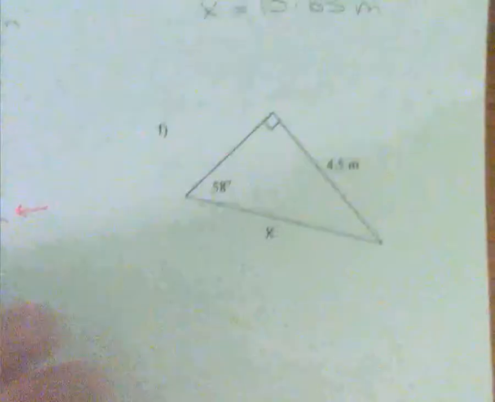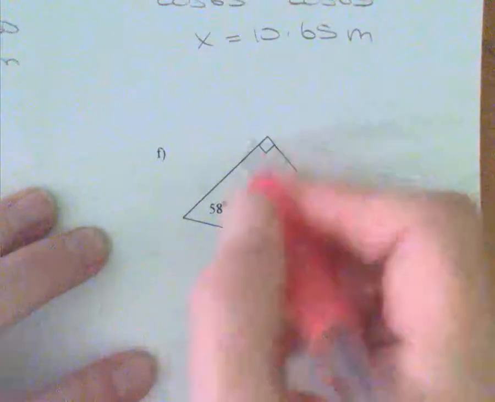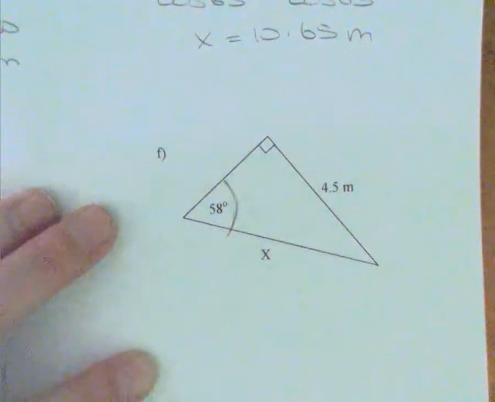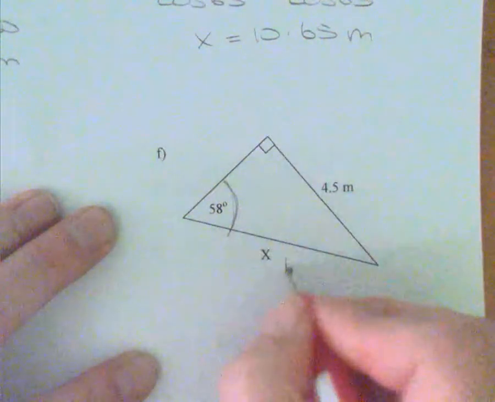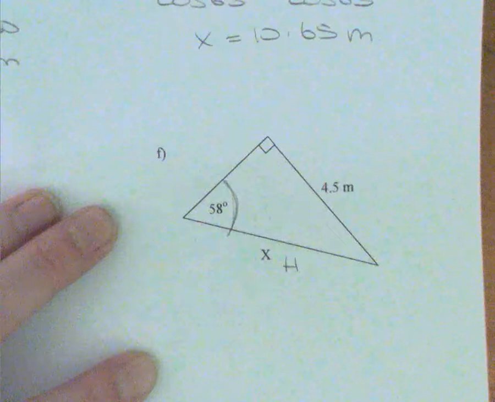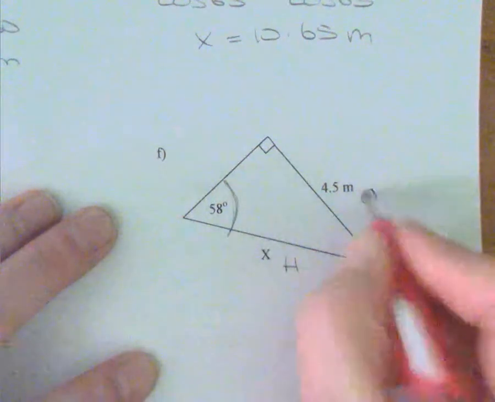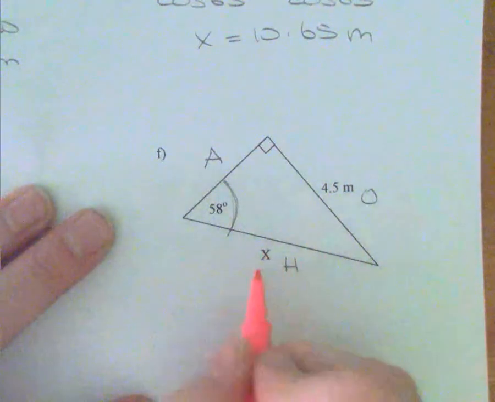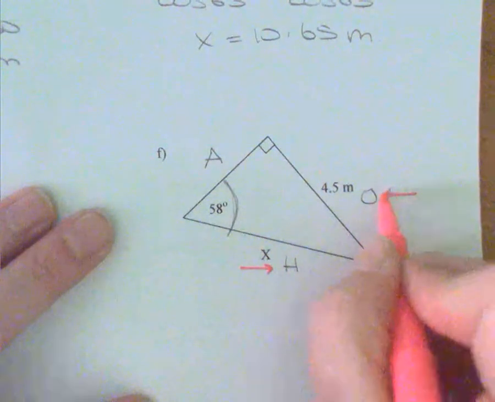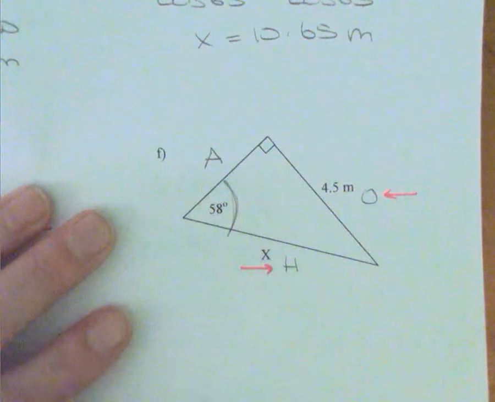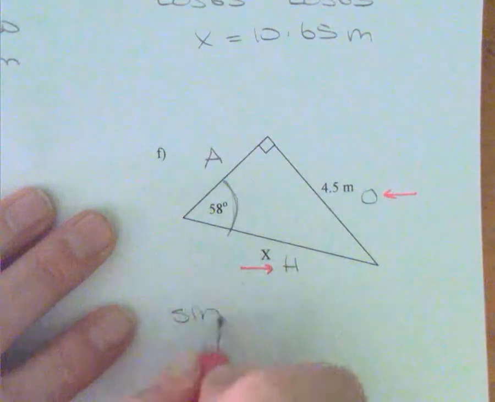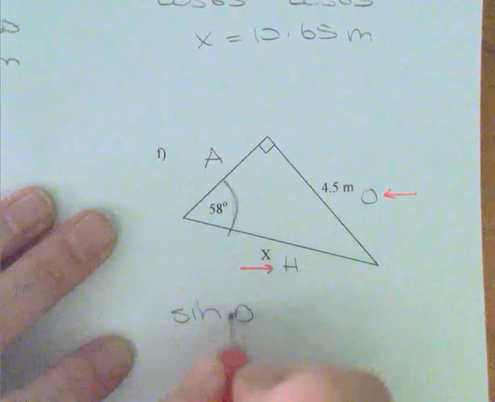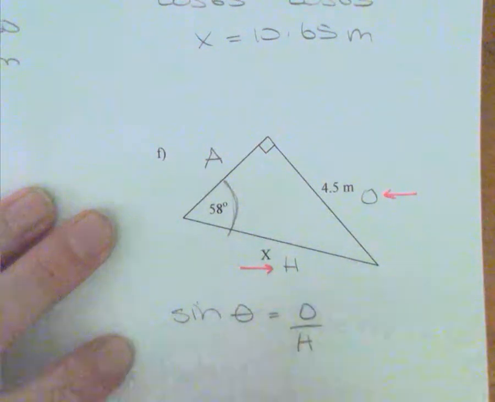Last one. So we have 58. There's my right angle. This is the longest side. That's the hypotenuse. This side is opposite. This side is adjacent. It's the one touching it. So the hypotenuse is important to me, and so is the opposite. So in SOHCAHTOA, that means I want to use the sine. So that means sine theta is equal to opposite over hypotenuse.